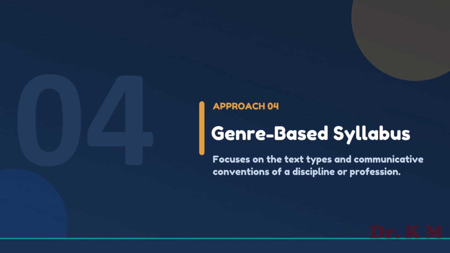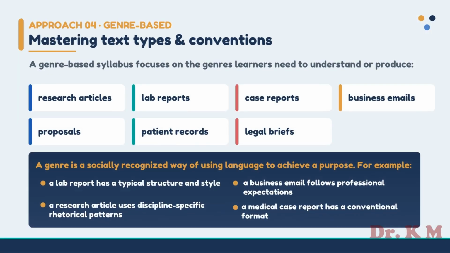4. Genre-based syllabus. A genre-based syllabus focuses on the specific text types and communicative conventions used in a discipline or profession. It focuses on the genres learners need to understand or produce. Examples of genres include research articles, lab reports, case reports, business emails, proposals, patient records, legal briefs.